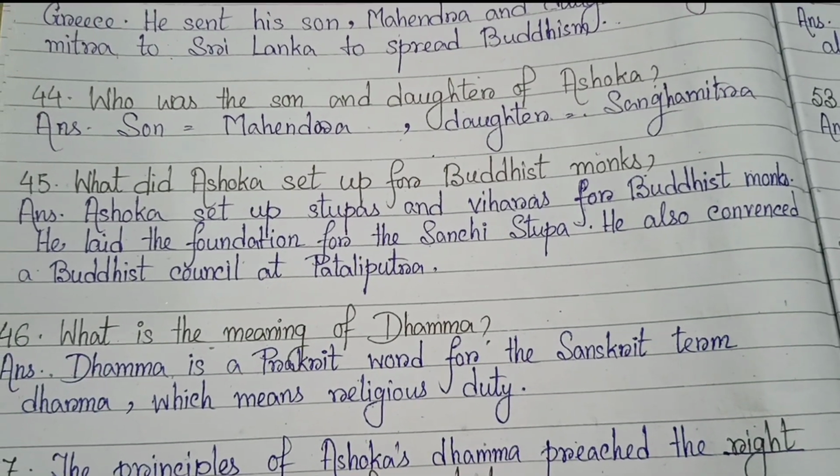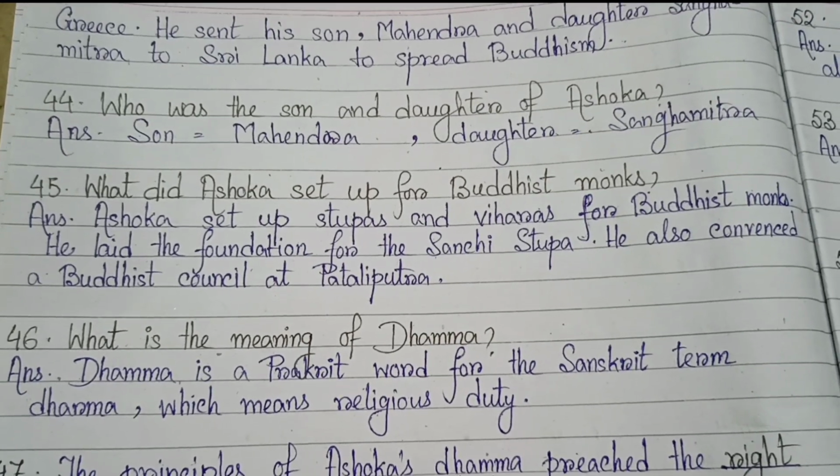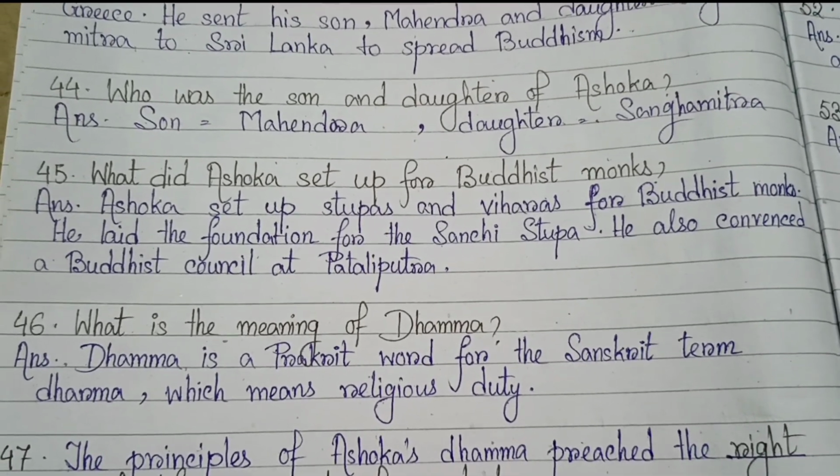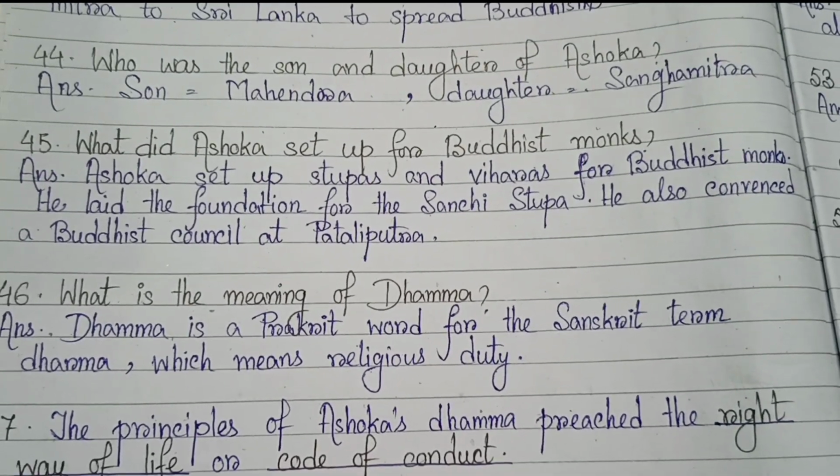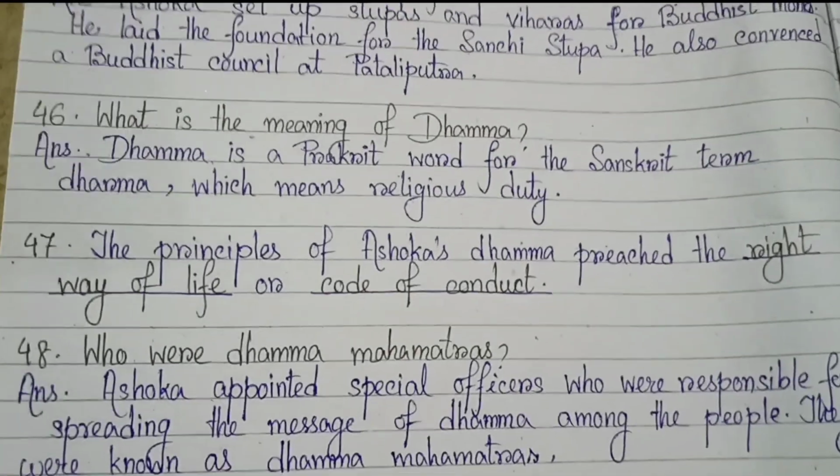45. What did Ashoka set up for Buddhist monks? Ashoka set up stupas and viharas for Buddhist monks. He laid the foundation for the Sanchi stupa. He also convened a Buddhist council at Patliputra.